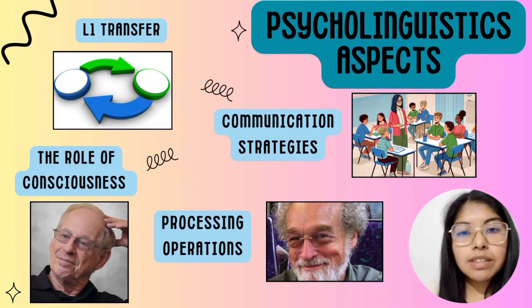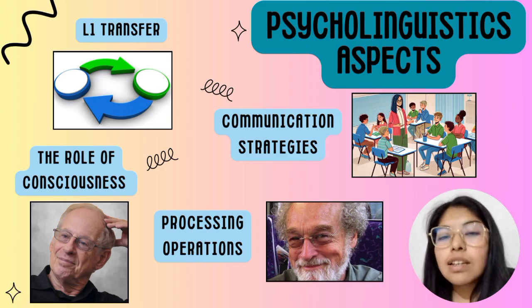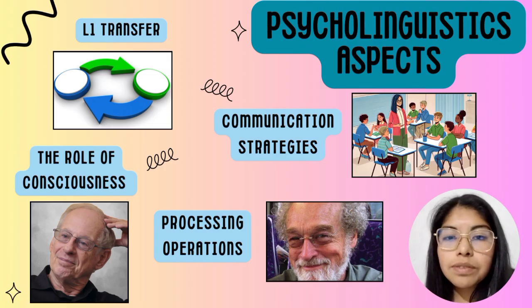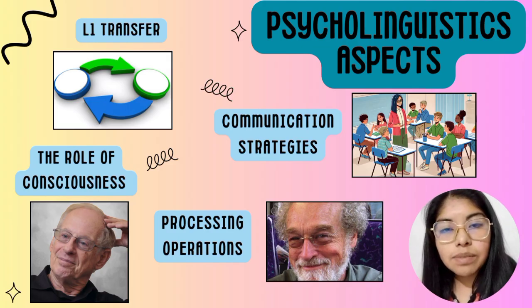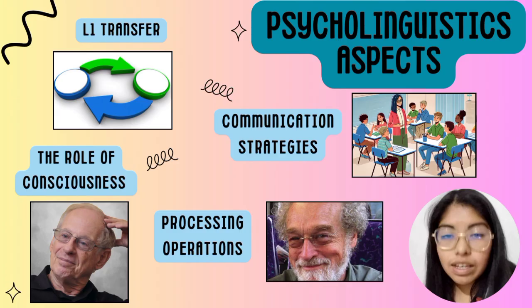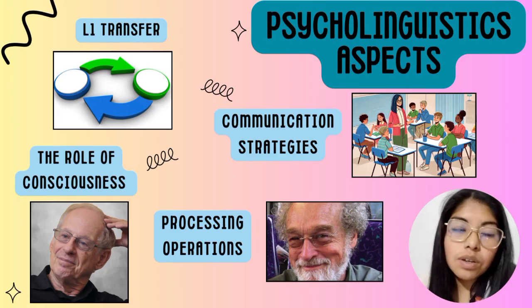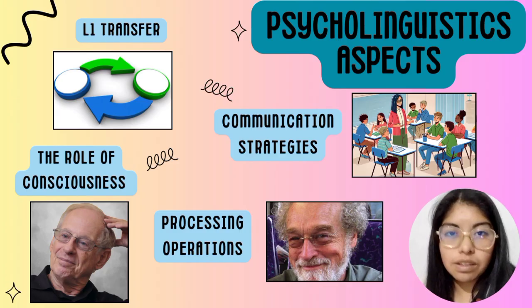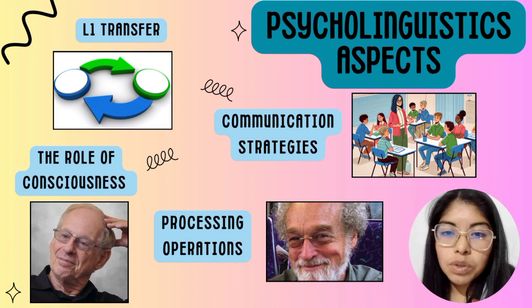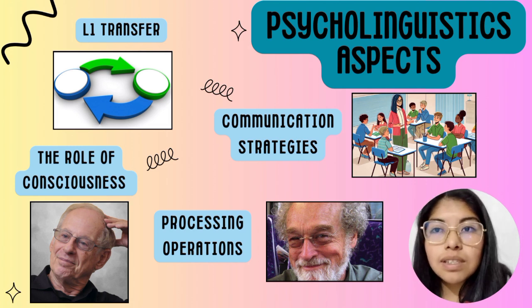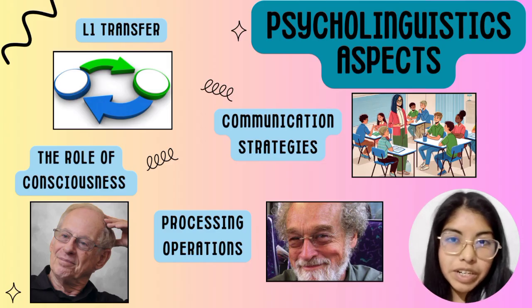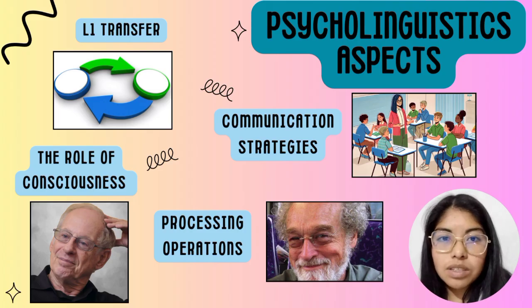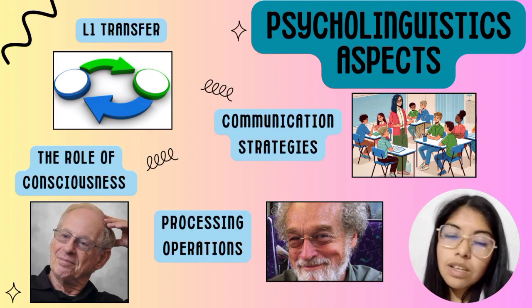Another type of aspects is the psycholinguistic aspects, which is also subdivided. The first one is L1 transfer, which refers to when the native language influences the second language. It can be positive when there are similarities, or negative when there are many differences. The next one is the role of consciousness. In this part, Krashen says that there is a difference between acquisition and learning. For him, acquisition is an unconscious process and learning is a conscious process.